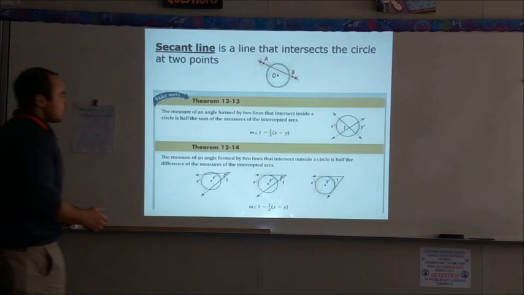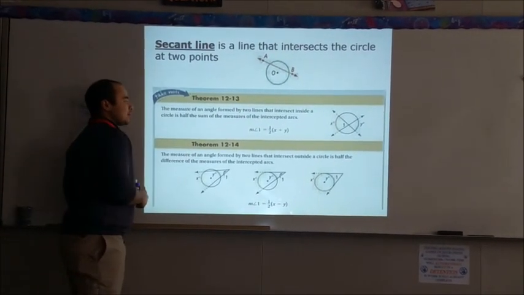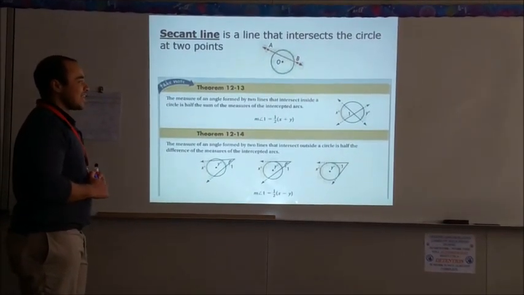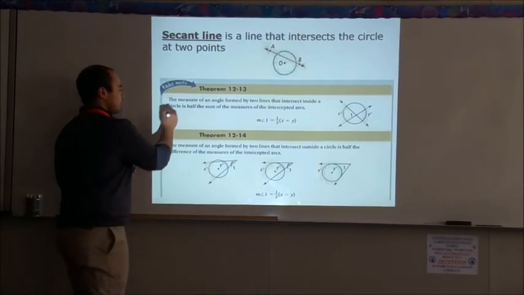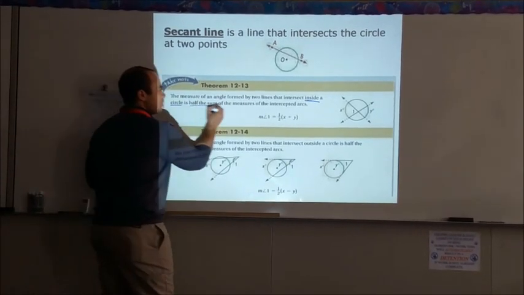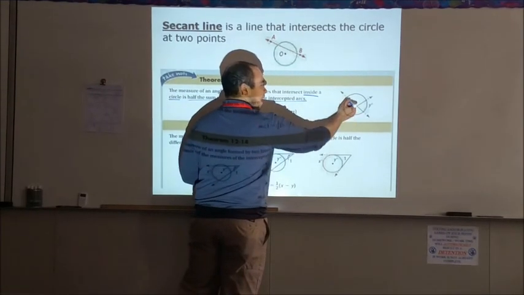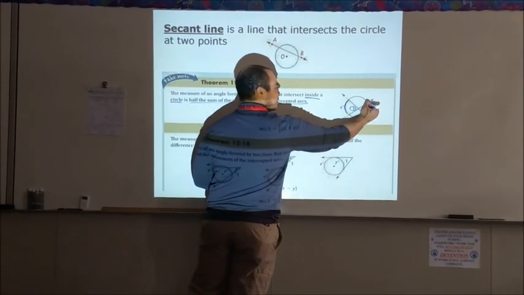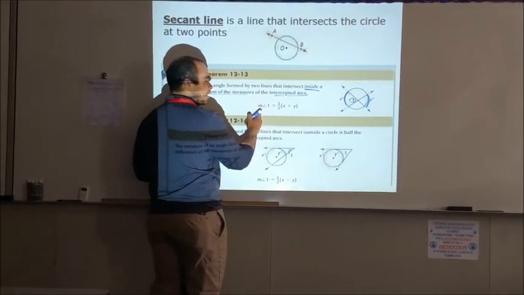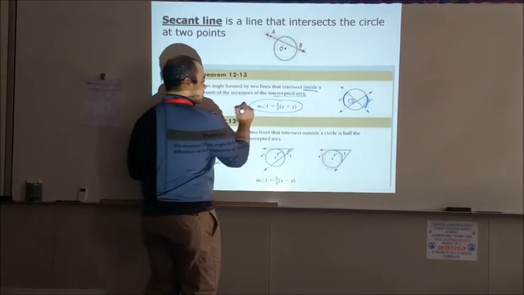In this section, we also are introduced to theorems 12.13 and 12.14. For 12.13, it says the measure of an angle formed by two lines that intersect inside the circle is half the sum of the measures of the intercepted arcs. So if you're looking for angle 1 here, you're going to add together the arc x plus the arc y and multiply by 1/2. So angle 1 equals 1/2 (x plus y). This is important. Go ahead and start in your notes.